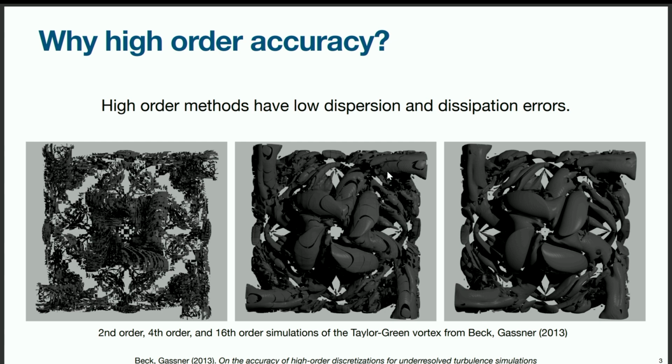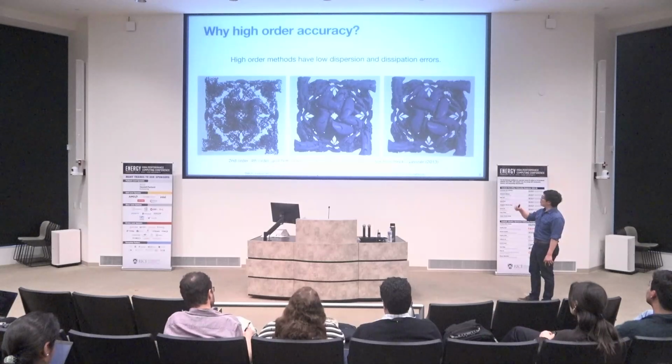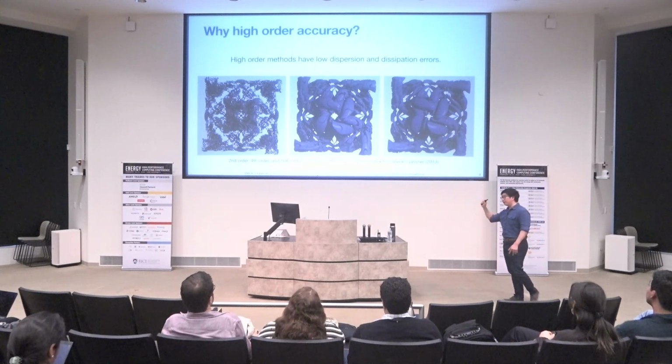This is a standard second order numerical method for something called the Taylor-Green vortex, basically turbulence in a box. And you can see in this example, there's a ton of numerical artifacts that appear in this visualization of something called the Q criterion for identifying vortices.